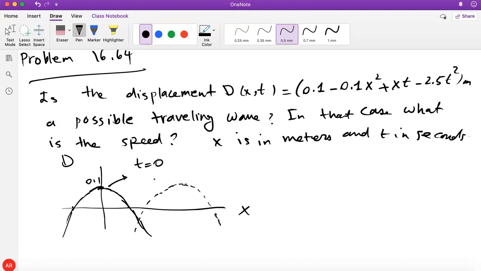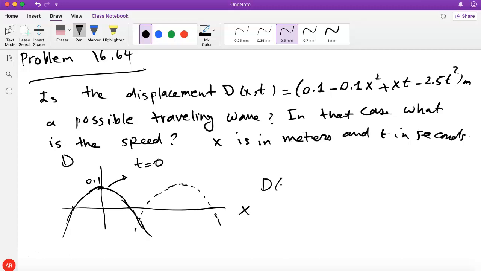So it seems if it's a function of x minus vt, for example, then the only thing it can be is a quadratic form, right? Because it's a polynomial, and the highest power of x in it is x squared, and also t squared. So can we make some progress that way? So let me try to take this form and manipulate it a little bit.